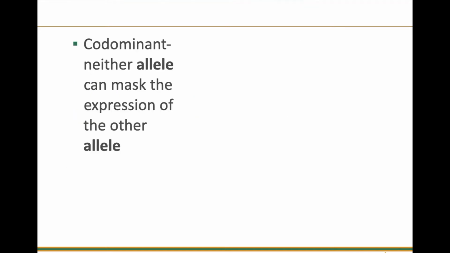Alright, another term we need to know is codominance or codominant. This is when neither allele can mask the expression of the other allele. An example from humans that you're probably familiar with is the ABO blood types. Some people have the A antigen and they're type A. Some people have the B antigen and they're type B. And if you have both antigens, you're type AB. Both of these are dominant to O, so to be type O, you have to have two O alleles. Actually, type O has neither antigen.